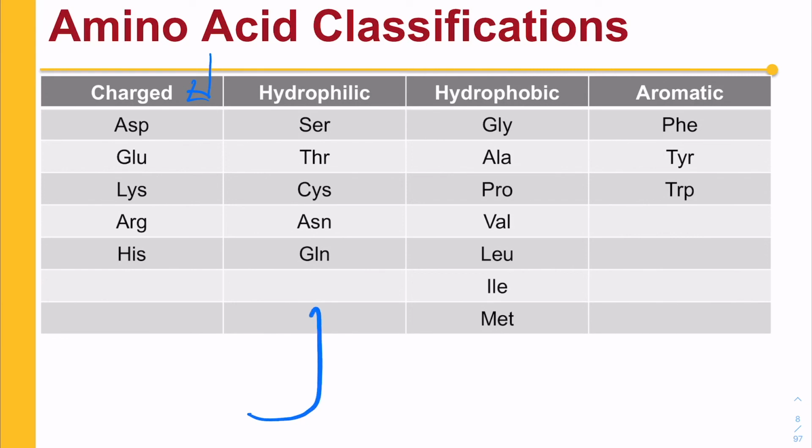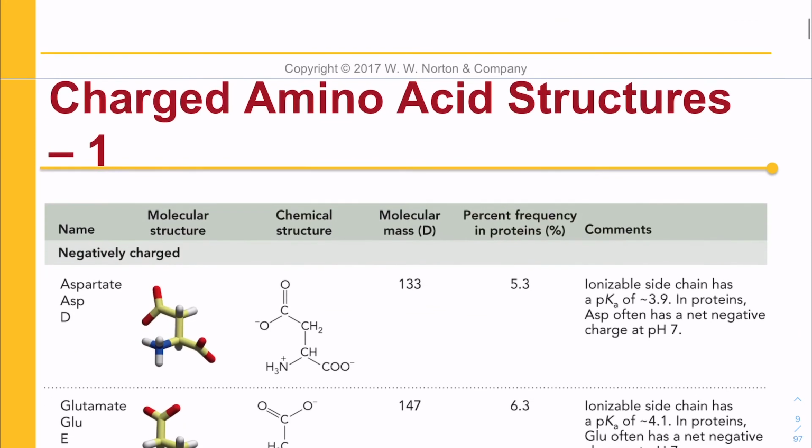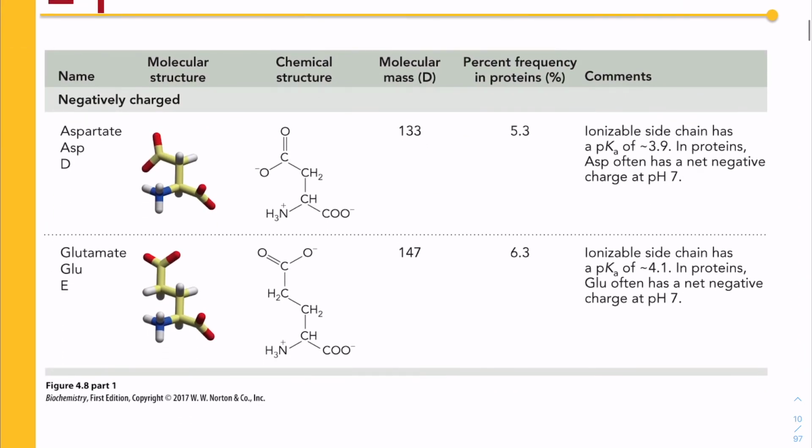We have the hydrophilic amino acids, and remember we said that those are going to be polar. We have the hydrophobic amino acids, which will be nonpolar, and then we have the special class of the aromatic amino acids. And if you remember from organic chemistry, the aromatic amino acids have some sort of ring structure associated, some sort of benzene ring-like structure that is part of the deal. So now we're just going to go through each of those, and then I'll point out maybe some interesting things that pop up.